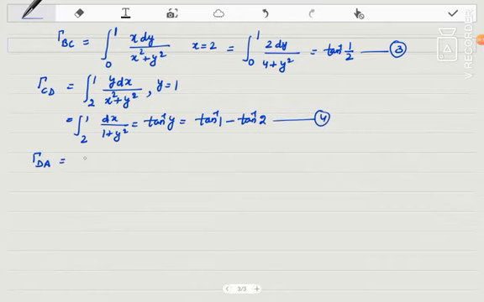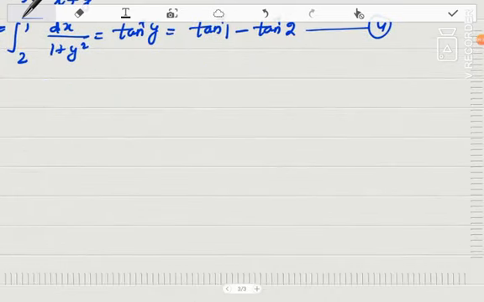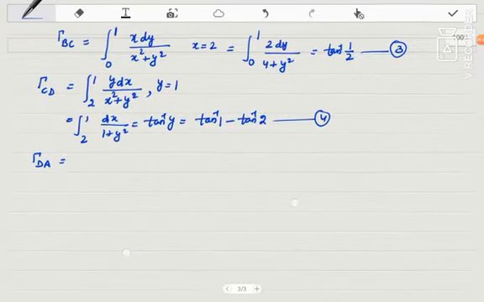Now come to gamma DA, the last one. Along gamma DA, y is variable and x is constant. So because x is constant and y is variable, it is dy, and x is constant.